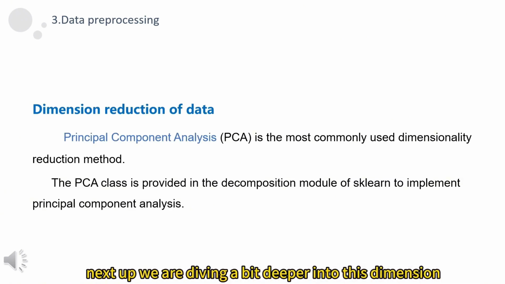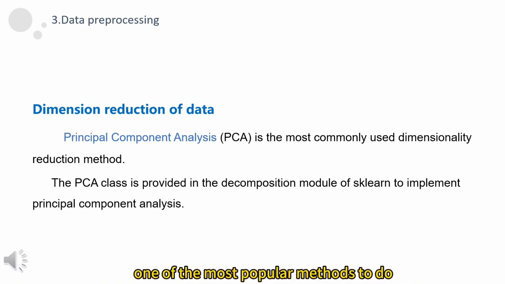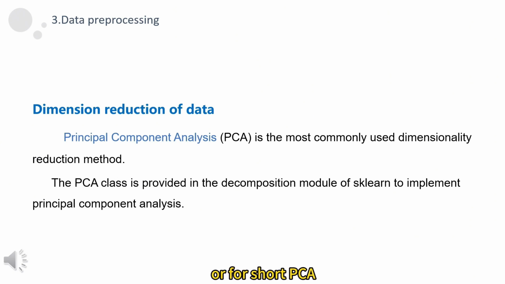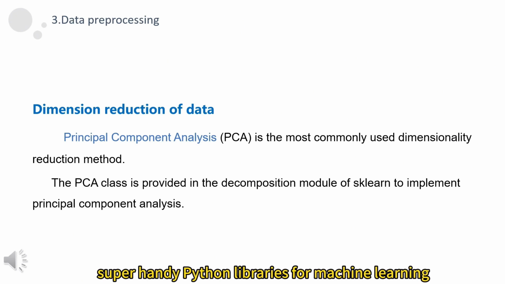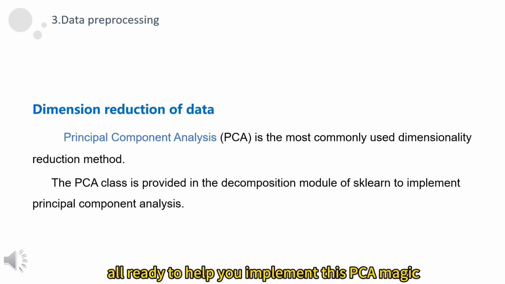Next up, we're diving a bit deeper into this dimension reduction stuff. One of the most popular methods to do this is something called principal component analysis, or PCA for short. Now, if you're using scikit-learn, a super handy Python library for machine learning, you're in luck. They've got a PCA class tucked away in there, in the decomposition module, all ready to help you implement this PCA magic.